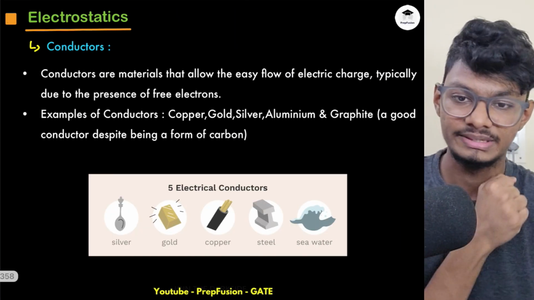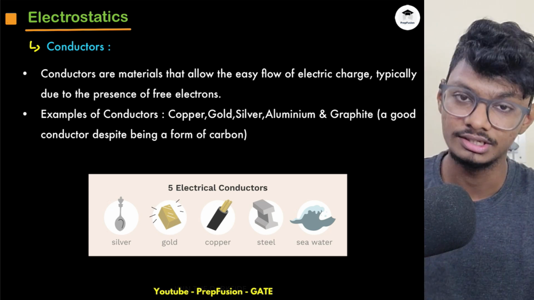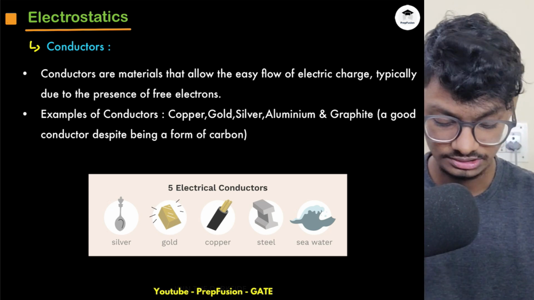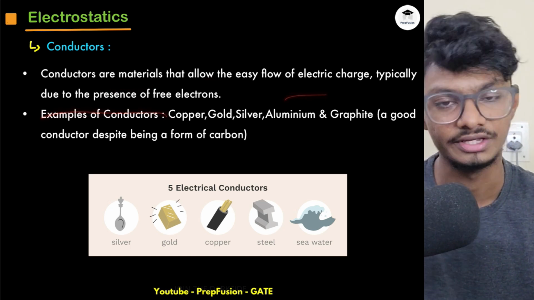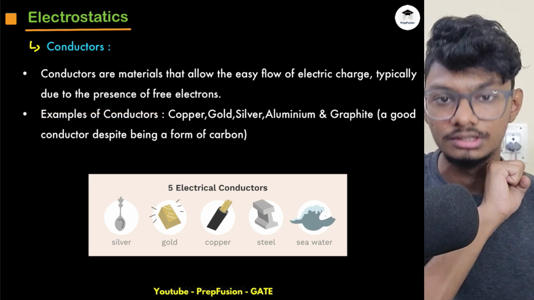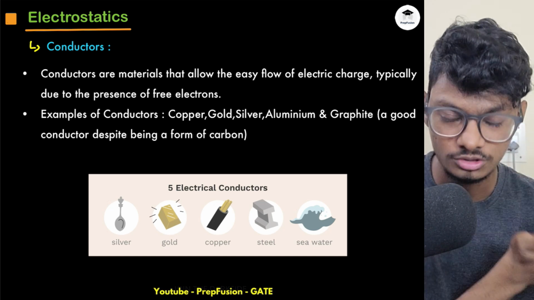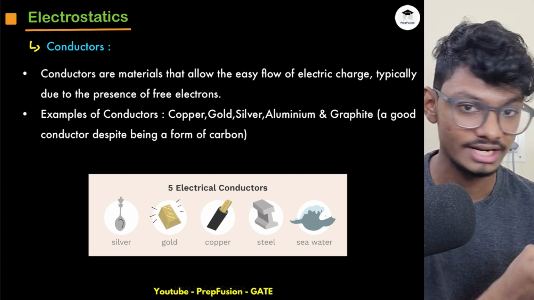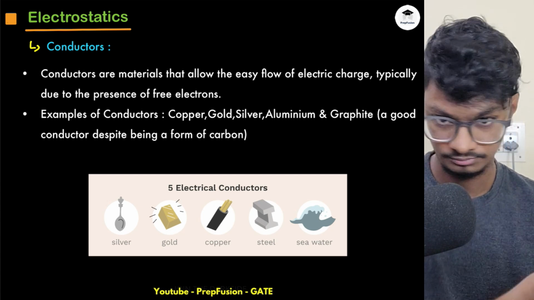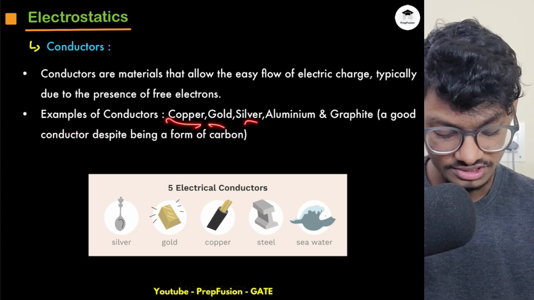Another basic term is conductors. You have worked with conductors because you are studying electrical engineering. Conductors are materials that allow easy flow of electric charge, typically due to the presence of free electrons. On the outer shell of a conductor there is a huge number of electrons, so the transfer of electrons can happen easily and hence current can easily flow. Examples of conductors are copper, gold, silver, aluminum, graphite.